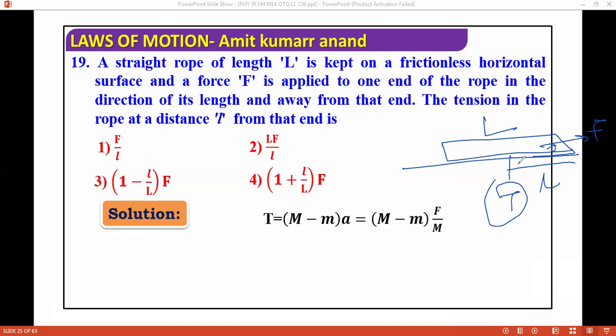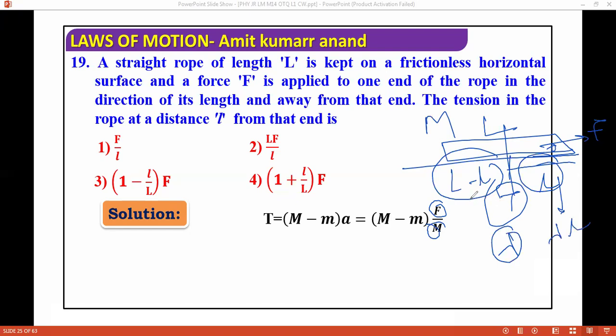So basically, you don't have to worry. You just have to apply the concept. If I ask you the total acceleration, it is F by m, where m is the total mass. Now break the rope into two parts: this length is l, and the other length is L minus l. Suppose lambda is the mass density, because it's a string. The mass of this part is lambda into l, the mass of the other part is lambda into (L minus l), and the total mass is lambda into capital L. You use this relation and solve it.